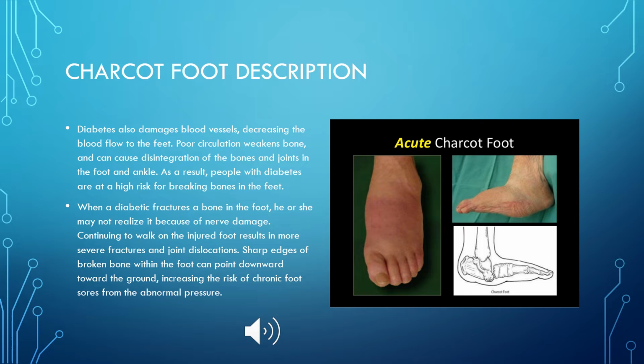When a diabetic fractures a bone in the foot, he or she may not realize it because of the nerve damage. Continuing to walk on an injured foot results in more severe fractures and joint dislocations. Sharp edges of the broken bone within the foot can point downward toward the ground, increasing the risk for a chronic foot sore from the abnormal pressure, as illustrated in the photo.